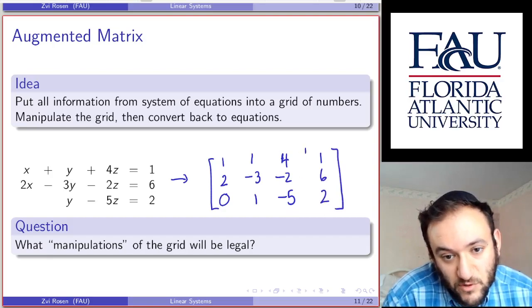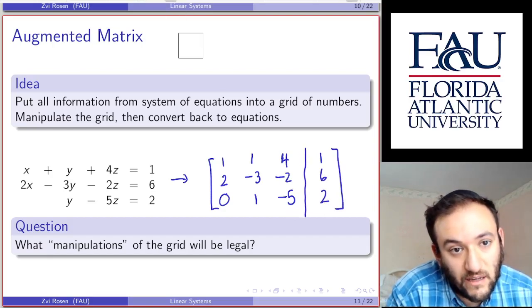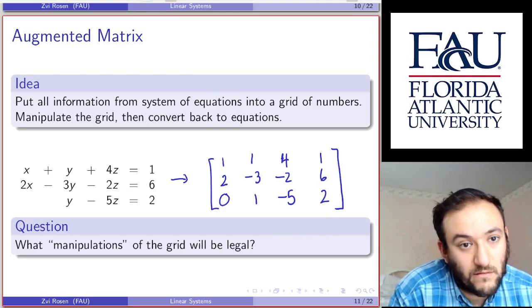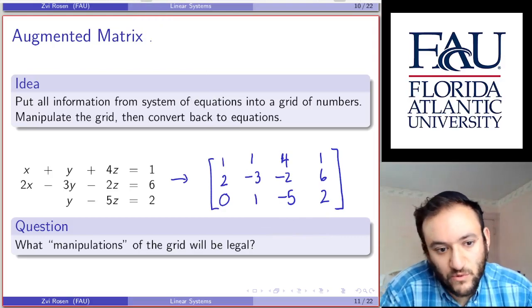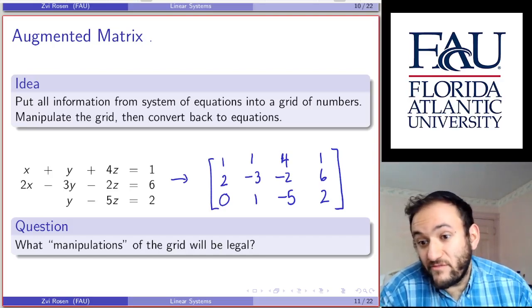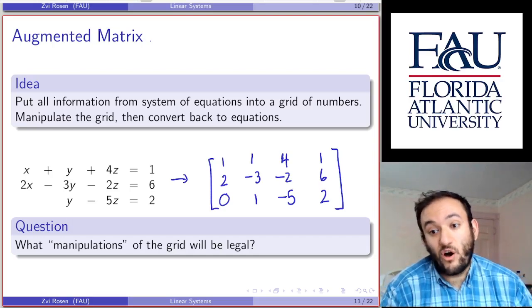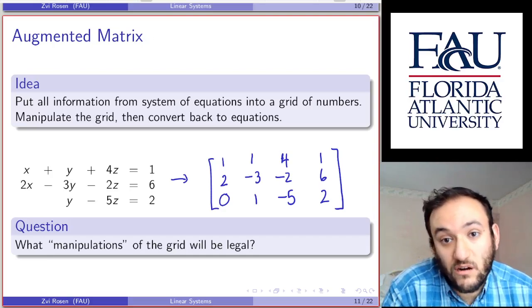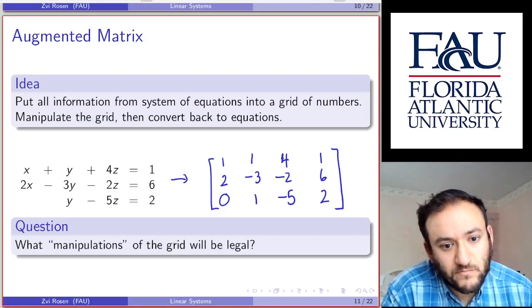You'll see some textbooks where they put a line here, but I don't think they do that in our textbook, so we'll ignore that. So now we have an augmented matrix. This is the augmented matrix associated to our system of equations.